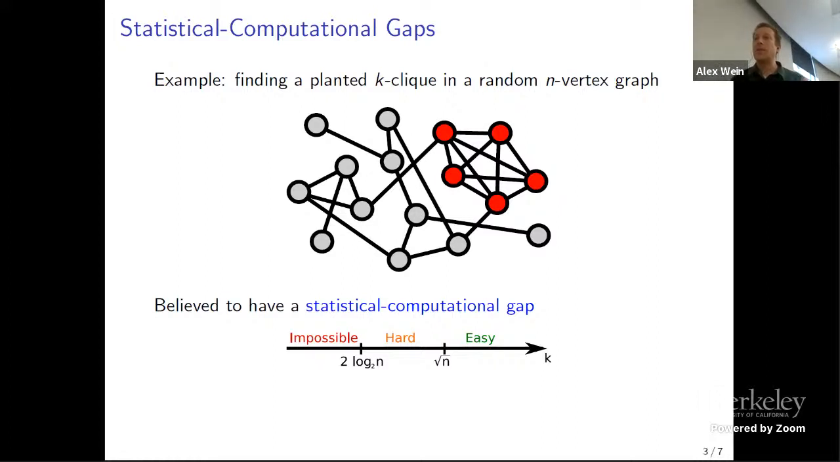Here, you can find the clique if you're willing to do a brute force search over all possibilities, but we do not know any polynomial time algorithm. And these types of gaps are actually ubiquitous. All kinds of problems, sparse PCA, community detection, et cetera, many types of problems inspired by practice have these sorts of conjectured hard regimes that we would like to understand.